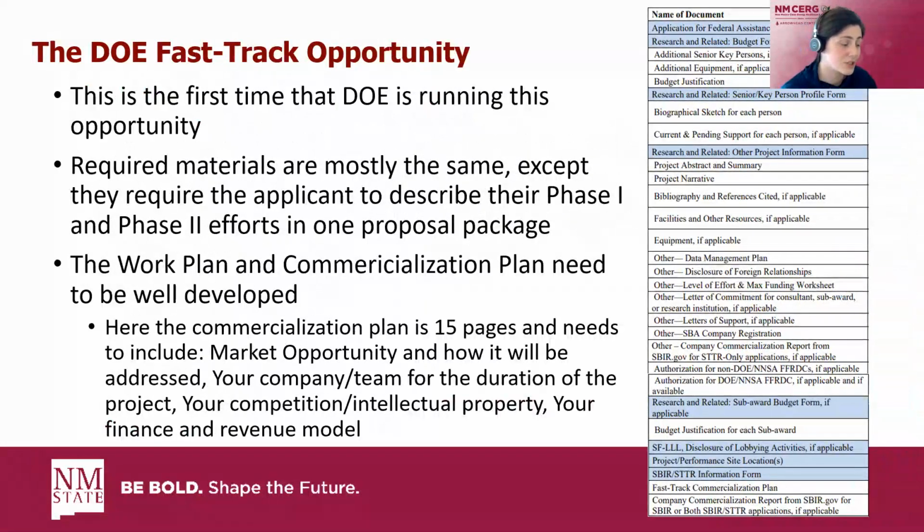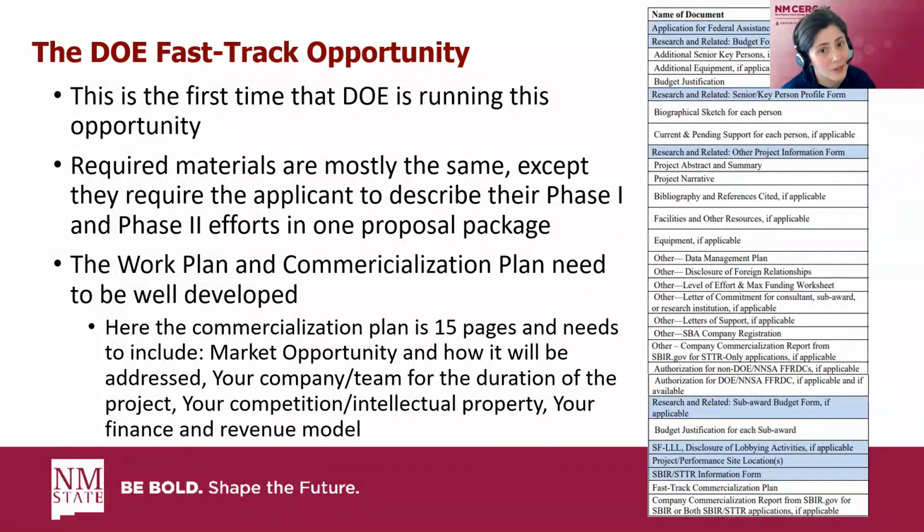We're going to briefly jump over into the fast track opportunity. The fast track opportunity is very similar to the phase one opportunity, except that it's asking you to collect information from phase one and from phase two and put it together into one large proposal that is supposed to cover 33 months of performance. That can be really hard for a small business to plan ahead for 33 months in advance.